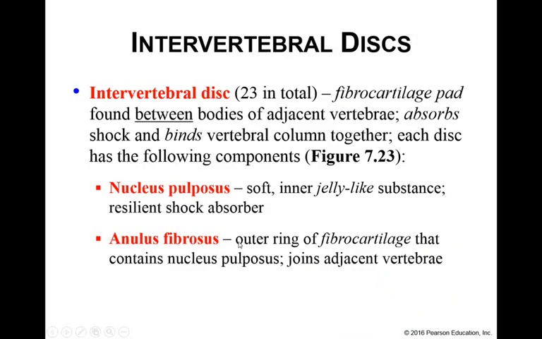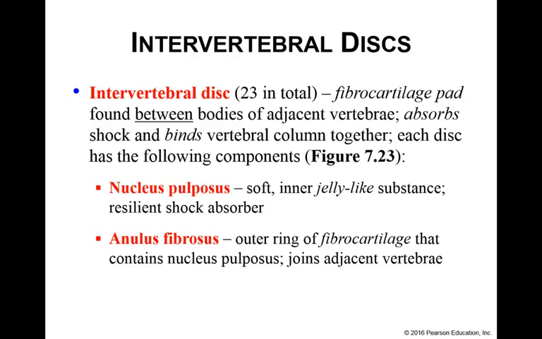All right, so let's talk about those intervertebral discs. You have 23 total. This is the fibrocartilage pad that's in between the bodies of all the adjacent vertebrae. Of course, we've already talked about this when we did tissue. It absorbs the shock, it binds the column together, but each disc has these components.